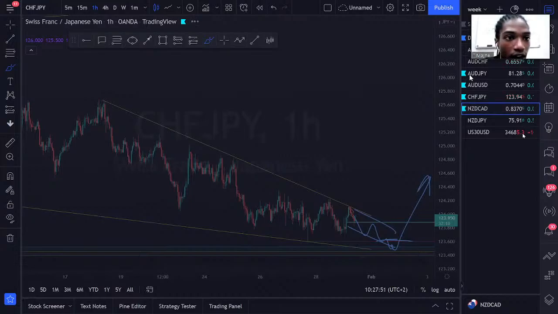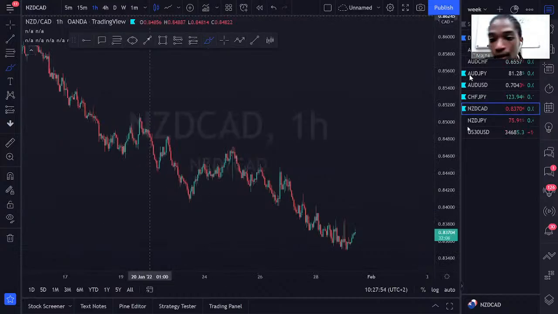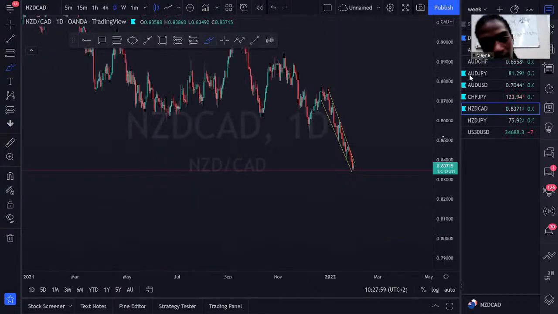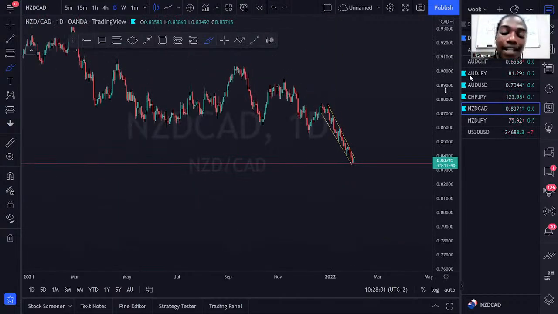Let's go into the last pair that I've got on my watch list, which is New Zealand dollar CAD. New Zealand dollar CAD, for sure, patience. I'm going to tell you that before we even look at it. But nonetheless, guys, when this setup does present itself, it's going to be absolutely beautiful because there's a lot of momentum that's due to the upside here on New Zealand dollar CAD. But let me just check what's going on here in the chat.